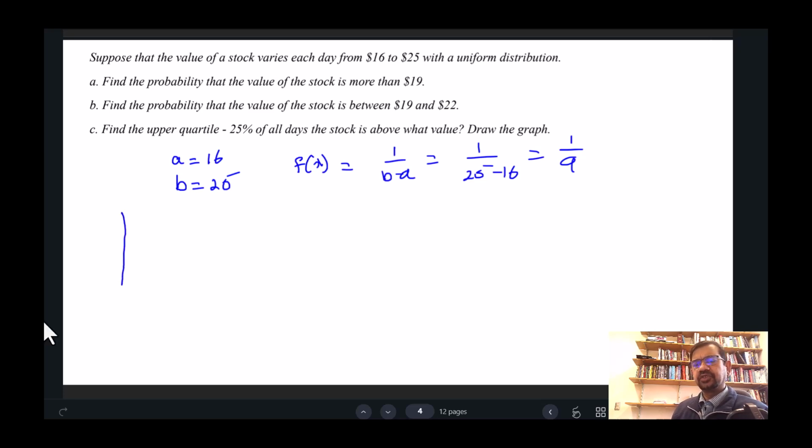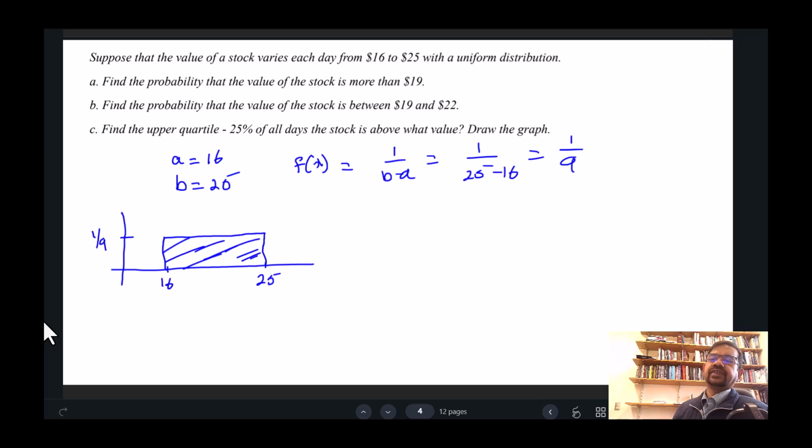And for the uniform distribution, we can also plot this. Let's say this is our 16, this is our 25, and the height will be what we've calculated, 1 over 9. And this is the length of the interval. So this plots the probability density function for a uniform variable varying between 16 and 25.